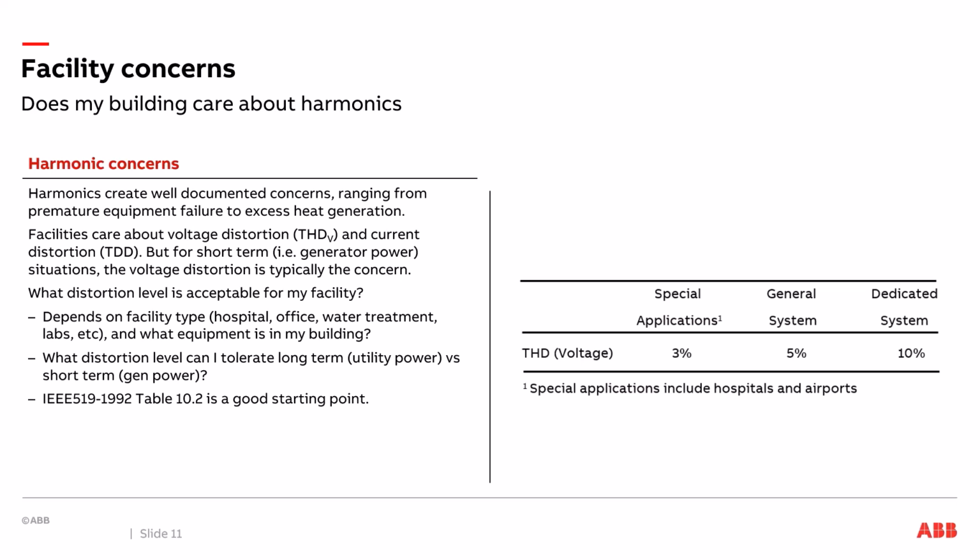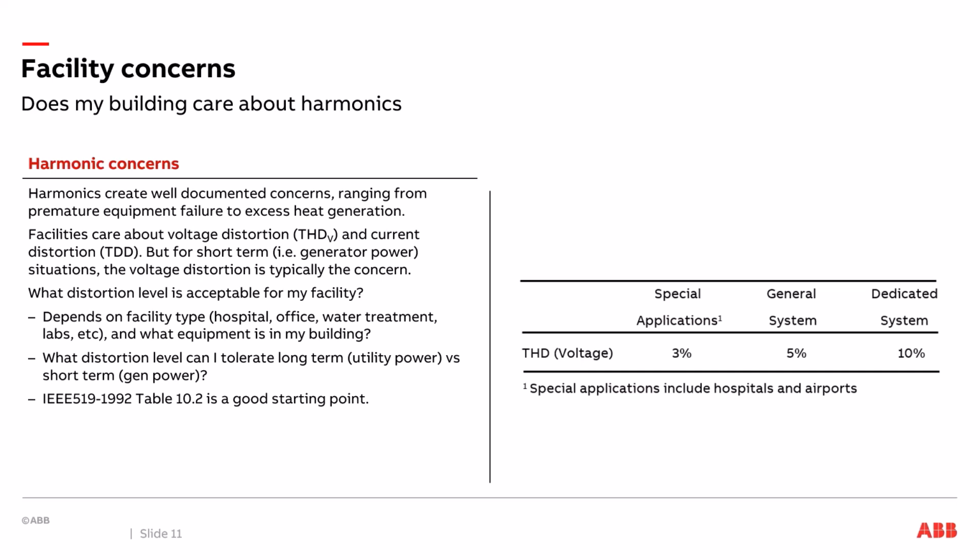They gave some examples of hospitals and airports as special applications. You've got your general system, that would be more of your typical office building, for 5% voltage distortion. And then dedicated system would be, say, a factory, where you're just able to handle it. I don't really, 10% to me, in my eyes, is just absolutely ugly. I wouldn't even talk about that, but that 3 to 5% at least gives you a good range.